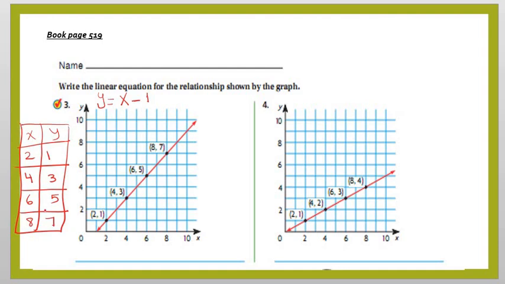We can take another point to check. When X equals 8, remove X and put 8. 8 minus 1 equals 7. So this is the relationship between X and Y.